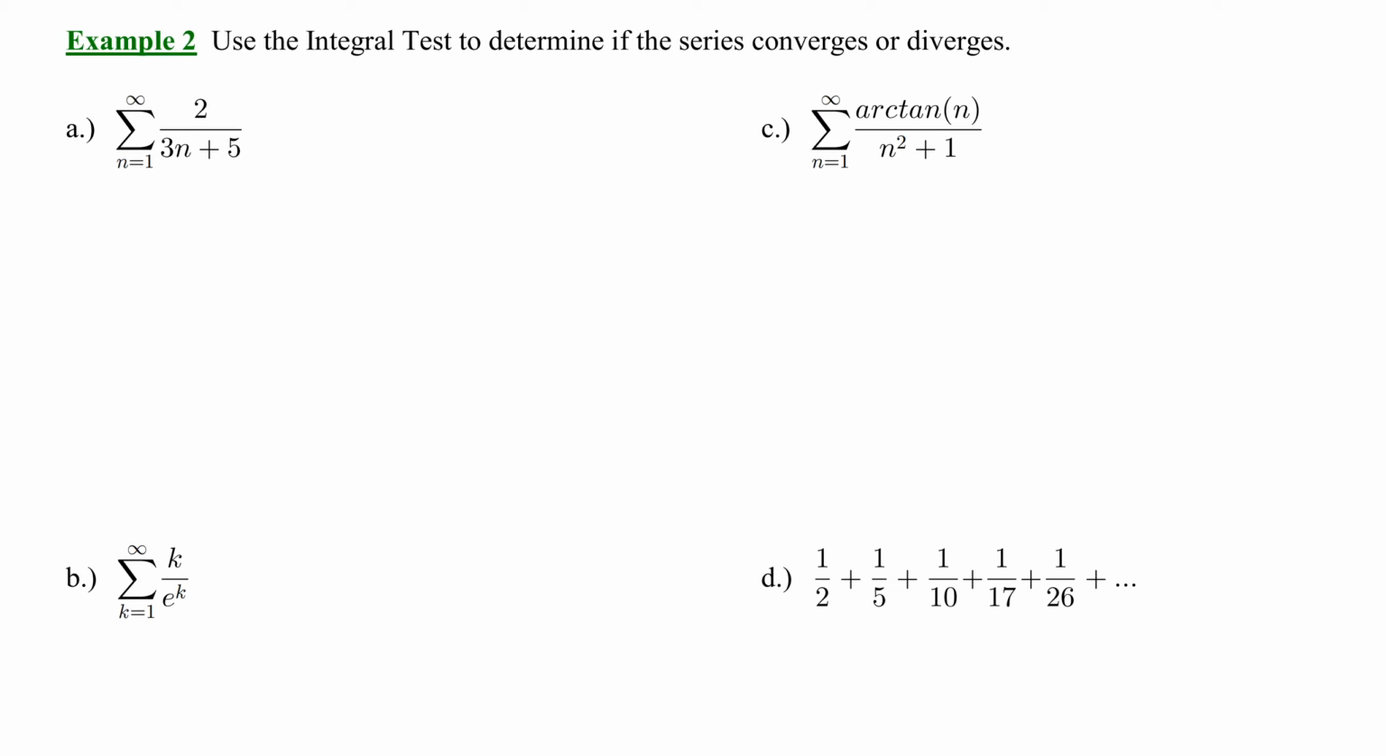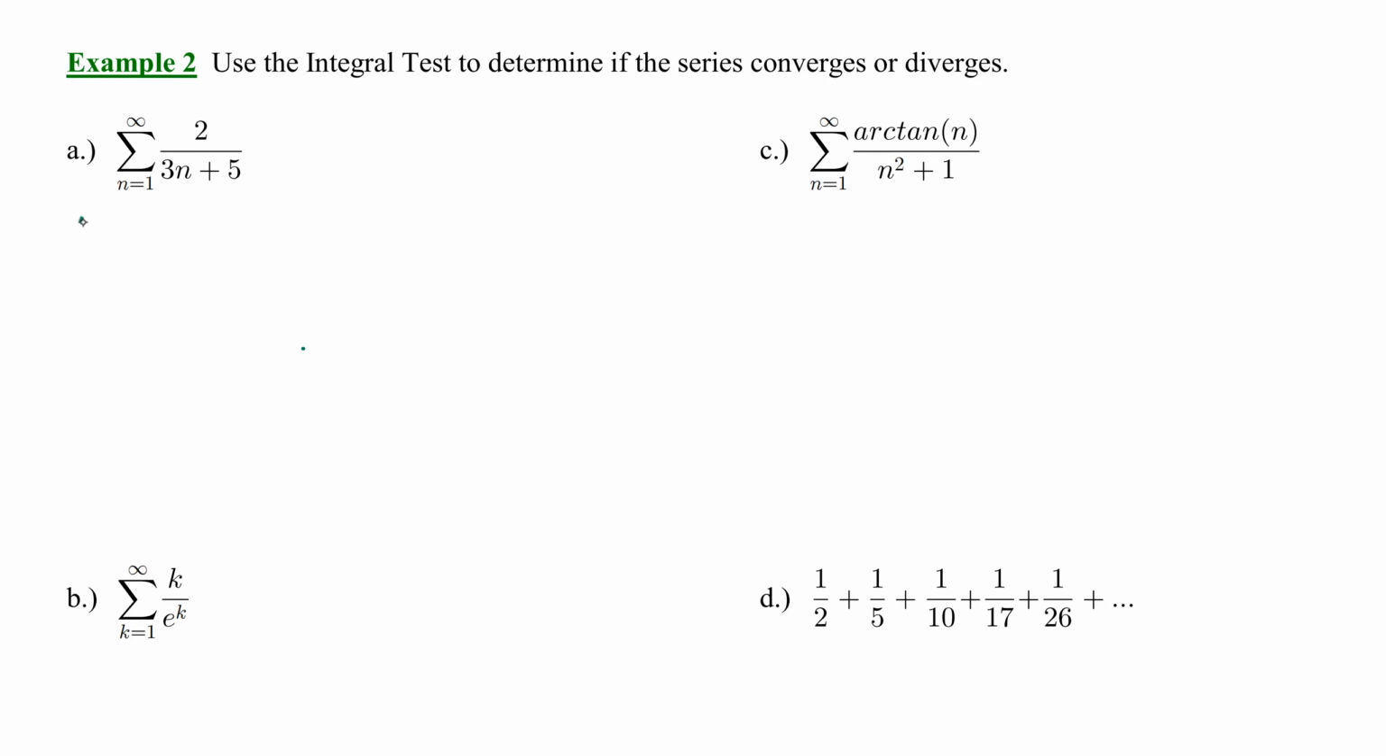Let's try example 2. Use the integral test to determine if the series converges or diverges. So example A, we have the sum from n equals 1 to infinity of 2 over 3n plus 5. So we're going to convert this to a continuous function. So when I go from discrete series to continuous function, I'm going to represent that by switching the variable to x.